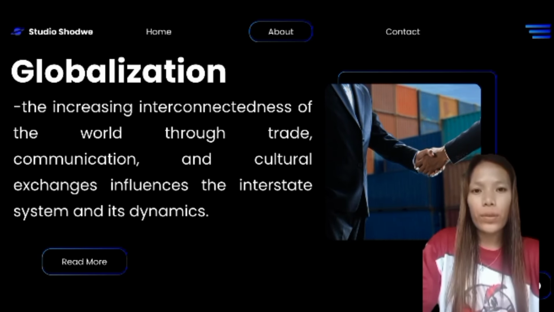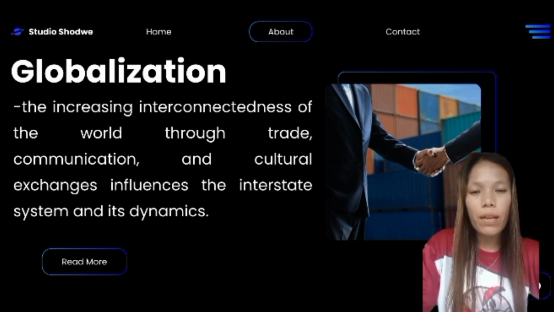What is globalization? Globalization is the increasing interconnectedness of the world through trade, communication, and cultural exchanges, which influences the interstate system and its dynamics. Example, popular cuisines from various countries, like Chinese food or pizza, have become globally available, demonstrating the spread of culinary traditions and tastes.